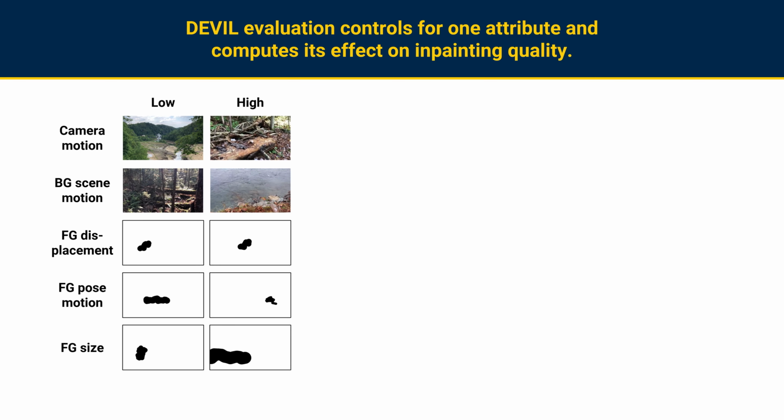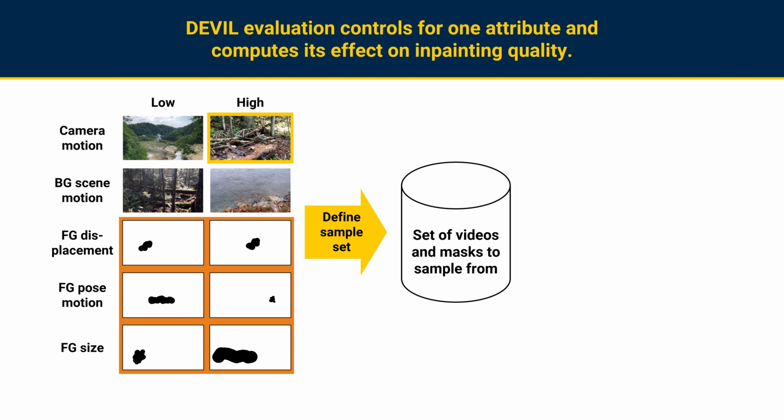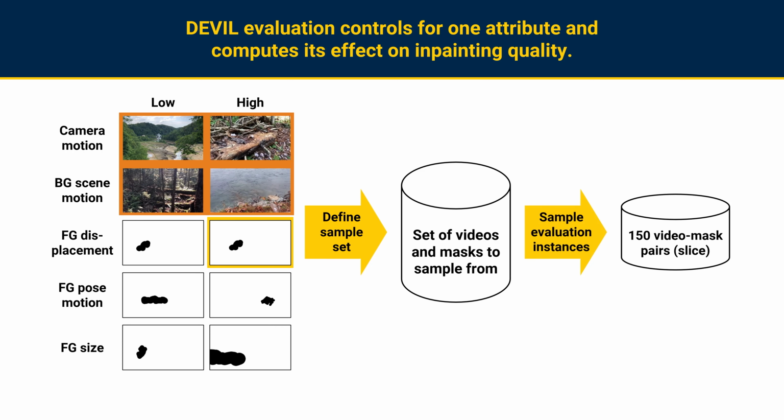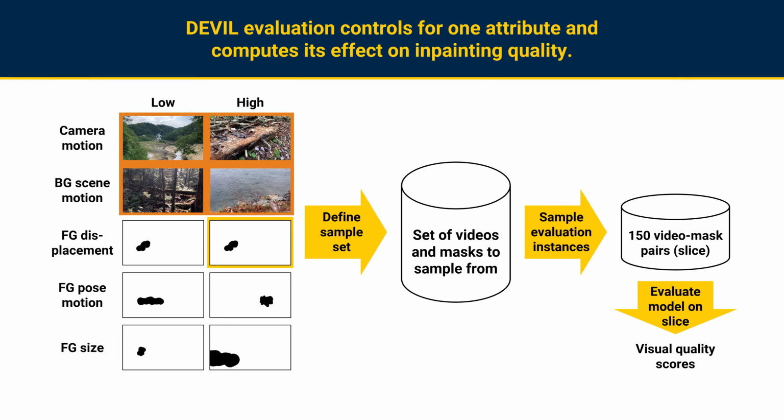In our benchmark, we construct dataset slices, each characterized by one attribute, to see how that attribute affects inpainting performance in isolation. For example, for high camera motion, we would sample all occlusion masks, but only source videos that contain high camera motion. For high foreground displacement, we would sample all source videos, but only occlusion masks with high displacement. We randomly sample 150 video mask pairs per evaluation slice, and then evaluate a model on each slice to see how well the model handles the corresponding attributes.